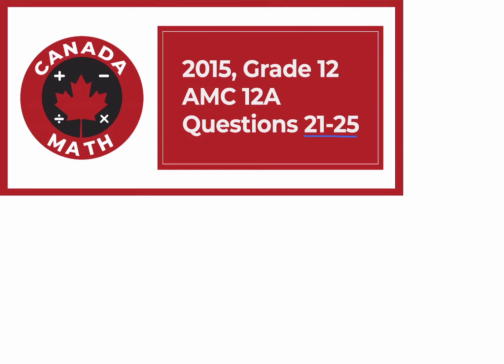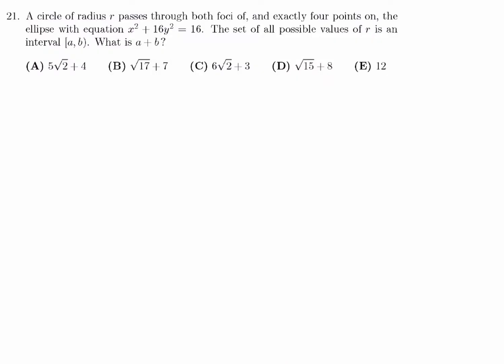Questions 21 through 25 on the 2015 grade 12 AMC 12A. A circle of radius r passes through both foci of and exactly 4 points on the ellipse with the equation x squared plus 16y squared equals 16. The set of all possible values of r is an interval a to b. What is a plus b?